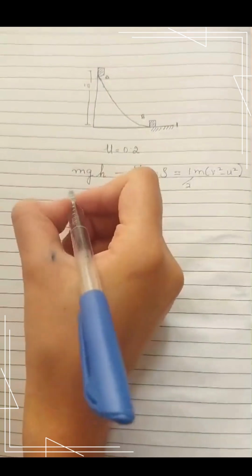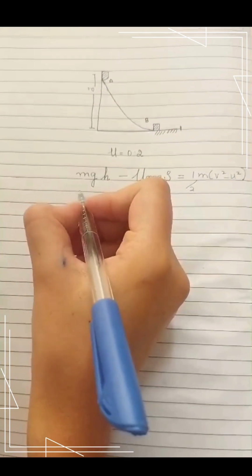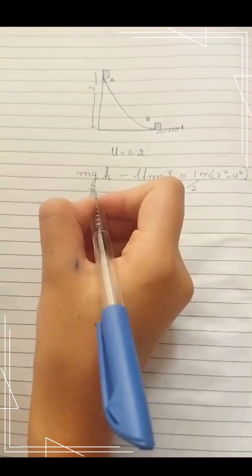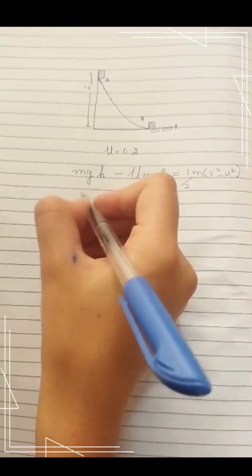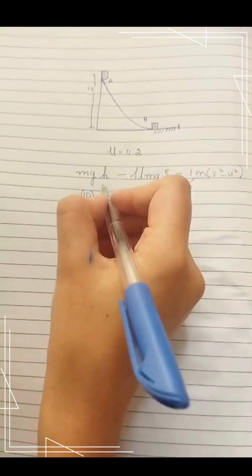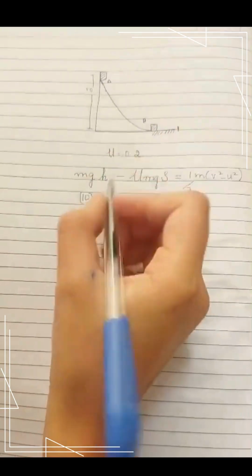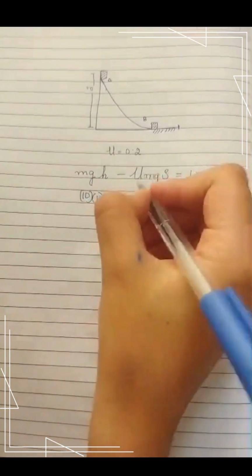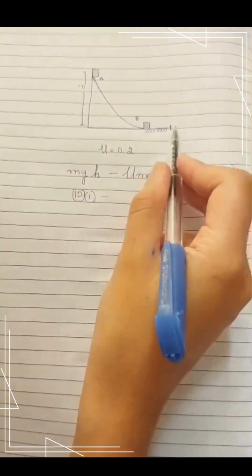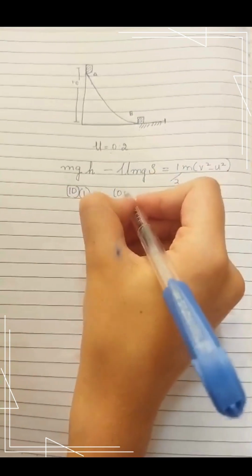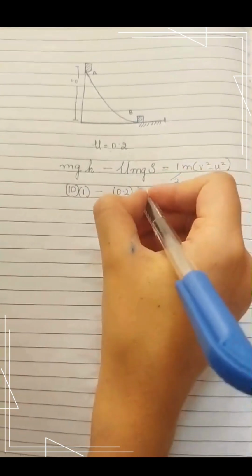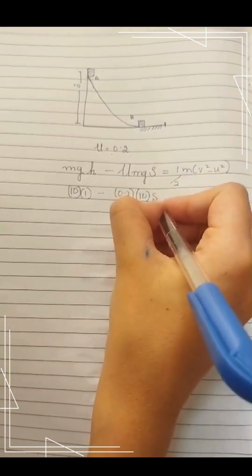Putting in the values, the weight of the block is given as 10 Newton, so mg is going to be 10, and it's going to travel through a height of 1 meter, so that's 1. We are given the coefficient of friction over this rough surface, that is 0.2. And again mg is going to be 10, and we have to find s.